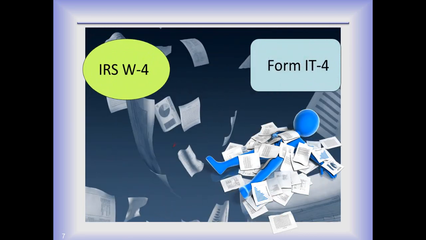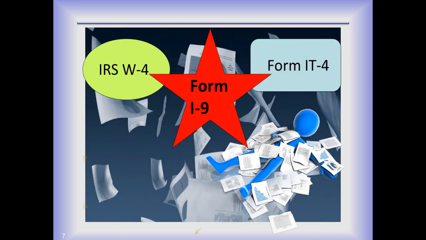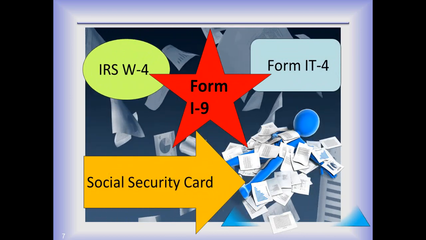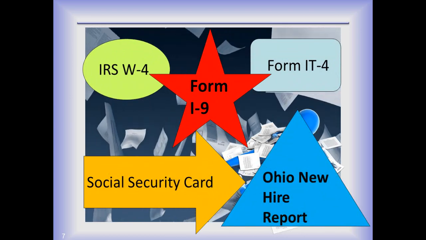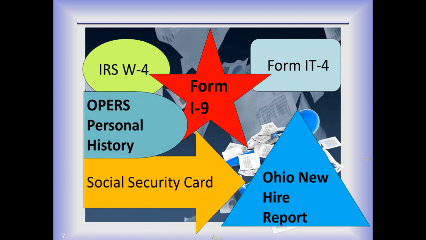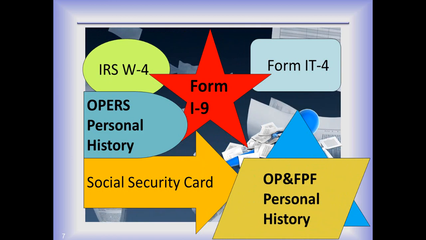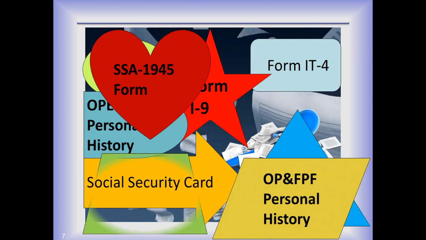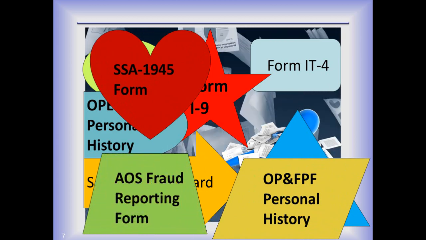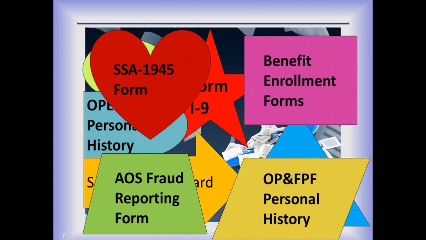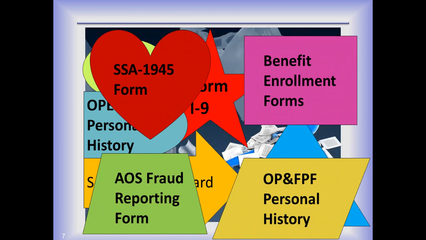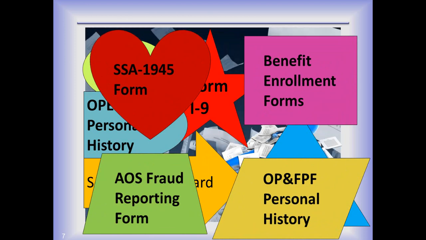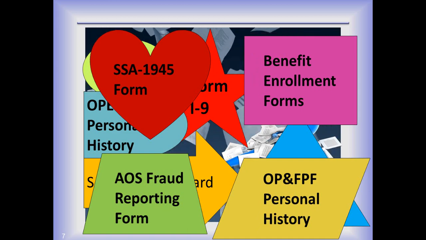IRS W-4, IT-4, Form I-9, a Social Security card, Ohio New Hire, OPERS enrollment, OP&FPF enrollment, SSA 1945, AOS fraud, and benefit enrollment forms. Well, okay, let's slow down and talk about each one. Now remember, all information in each employee's personnel file must be kept secure.